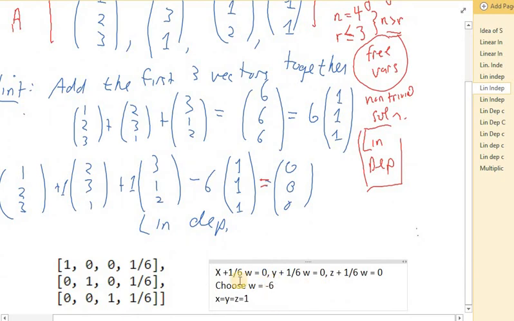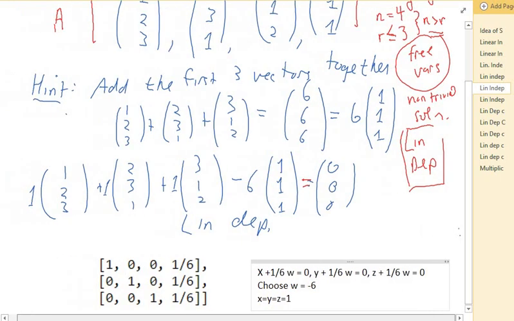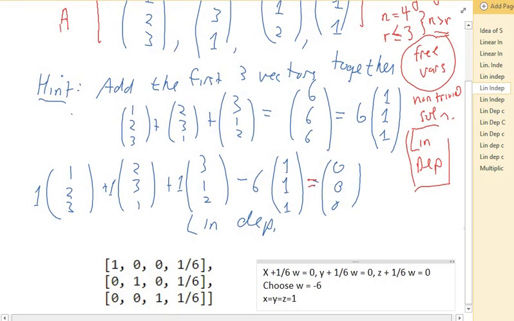Now, if I choose W equal minus 6, you can see that I bring this to the other side. I get X equal 1, Y equal 1, Z equal 1. And I get exactly this relation. 1 times 1, 2, 3 plus 1 times 2, 3, 1 plus 1 times 3, 1, 2 minus 6 times 1, 1, 1 equals 0, 0, 0. Okay. So when you can't find the linear dependence relation by inspection, you can find it by row reduction.